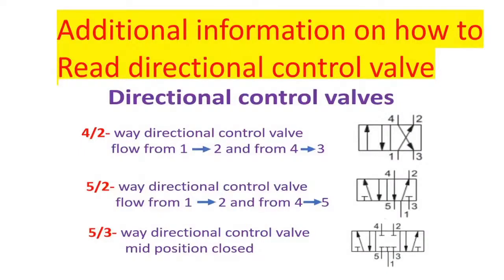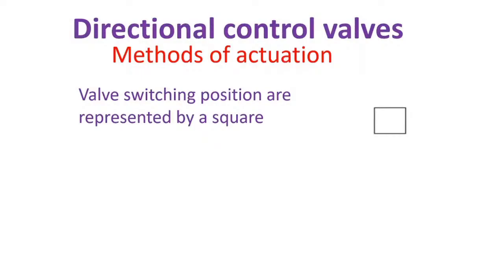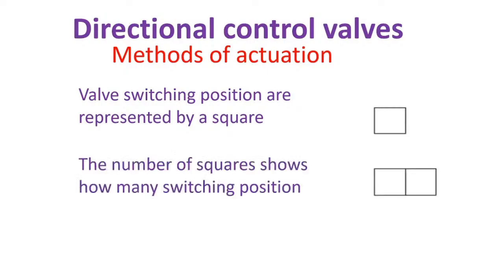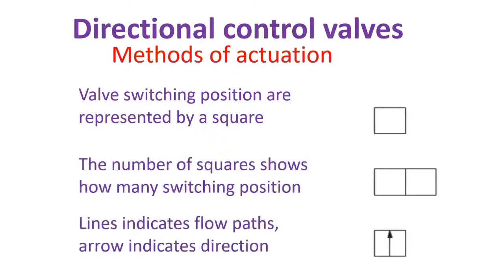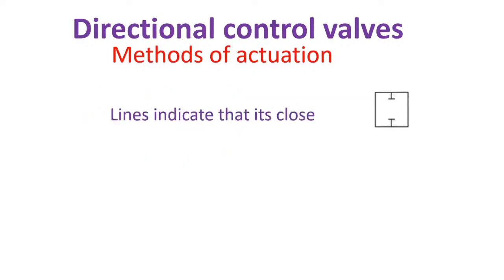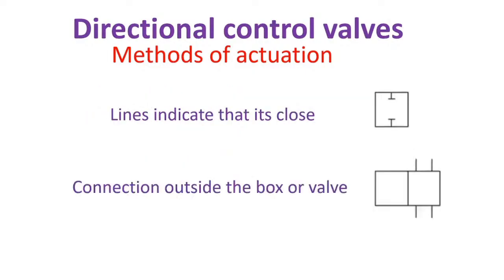Don't skip the video, we have additional information on how to read directional control valves. Now let's get started on how to read directional control valves. Valve switching positions are represented by a square. The number of squares shows how many switching positions. Lines indicate flow path, arrows indicate direction. Lines indicate that it is closed. Connections are drawn outside the box or valve.